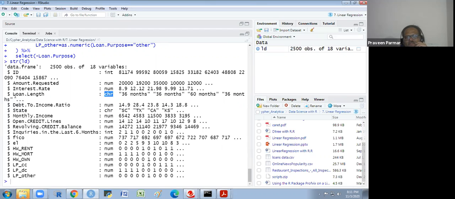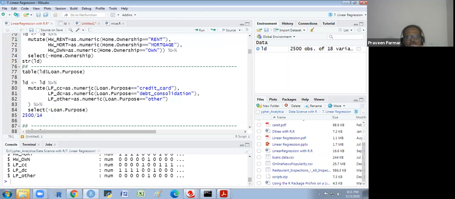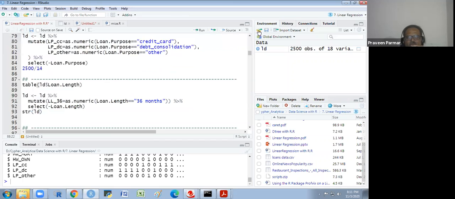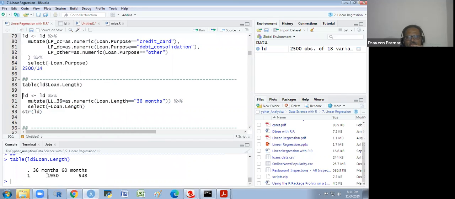First we see this loan length, and then we see what is to be done with this state. We have to decide whether to keep it or remove it. So I see the loan length. There are two categories basically, 36 months and 60 months. It means I don't require both; it is binary only, with two values.